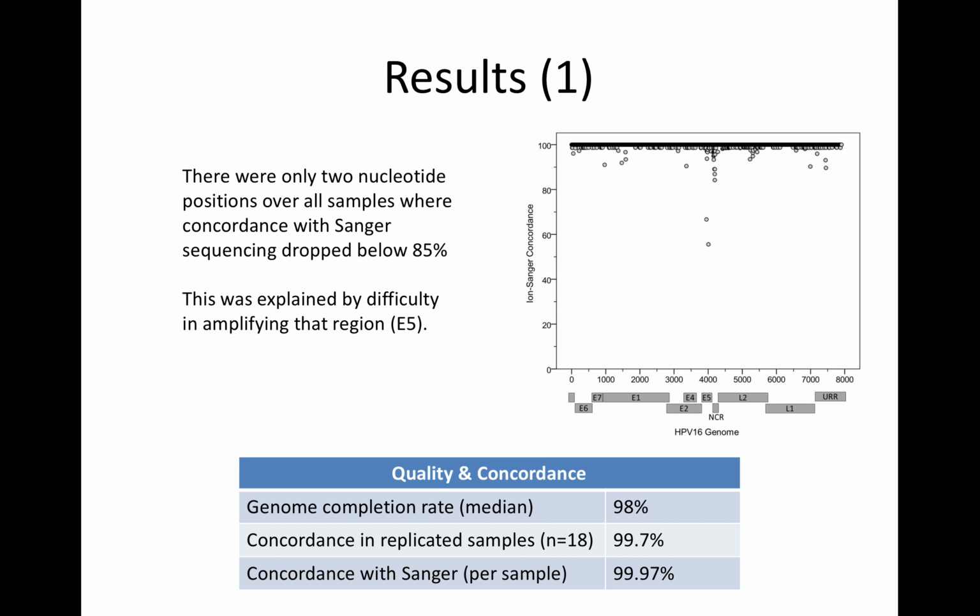The method used actually had an excellent completion rate of 98%, with internal concordance on repeated samples of 99.7% and concordance with Sanger in the samples that were compared of 99.97%. Only 2 nucleotide positions dropped below 85% concordance, as demonstrated in the graph shown here, and this was in a region that had proved difficult to amplify.